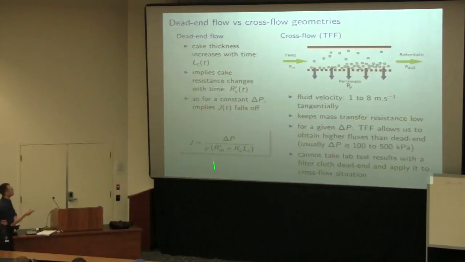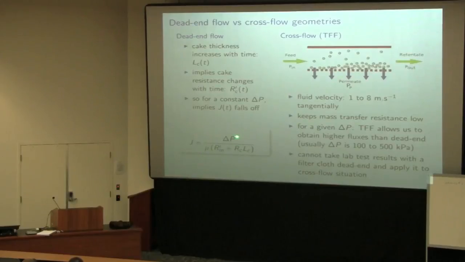So if we're looking at this equation now applied to the dead end flow case, we're seeing the thickness of our cake, LC, increases with time. As that batch mode type filtration progresses, LC is going to get larger and larger. That implies if I form the product of this and I call this RC dash, that resistance term increases with time. The resistance due to the membrane itself is unlikely to change over time. So that's just due to the membrane properties and the membrane thickness, neither of which are changing. The viscosity of the permeate is not changing.